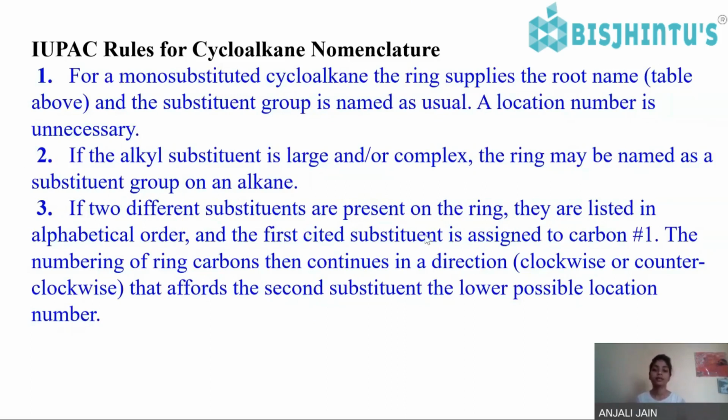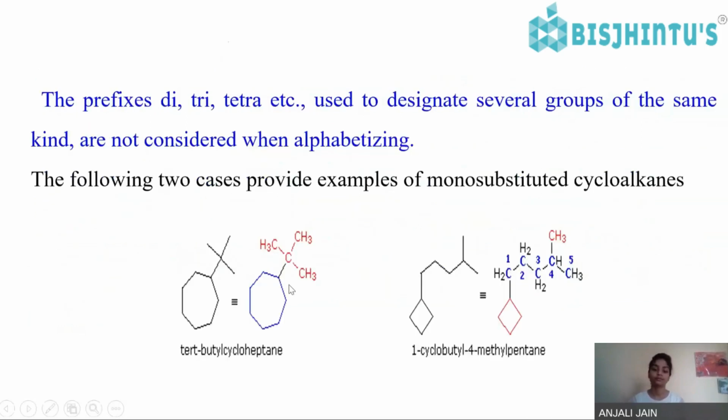Like here, first of all, I'm giving priority to the carbon, and then I will give priority to the next substituent, which is nearest to that particular carbon. Like over here, if I give this the name tertiary butyl cycloheptane, I will start my numbering from here on. Prefixes di, tri, tetra are used to designate several groups of the same kind and are not considered when alphabetizing. When I'm giving alphabetical order, they won't be considered if I am using similar kinds of groups.